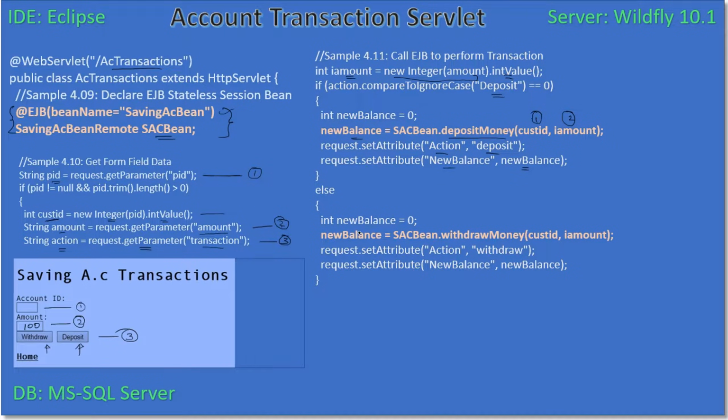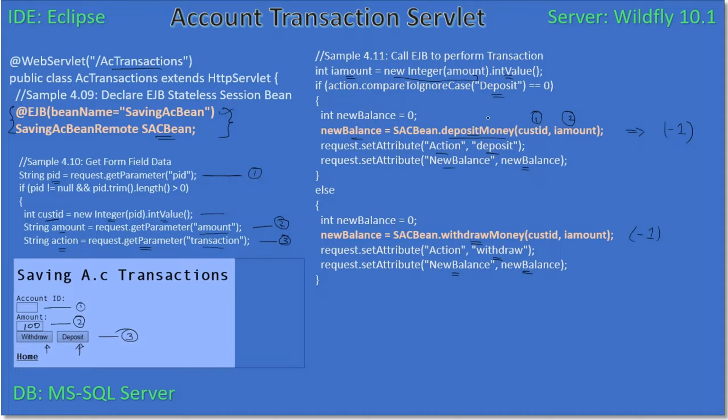In the else portion, we are making a call to withdraw money. So these are all our bean methods: deposit money, withdraw money. At this moment, if you remember, these bean methods will return -1 because we haven't yet implemented them. So we cannot test this servlet, but this will resolve the error because we have some dummy implementation. And here the action is withdraw. Previously the action was deposit, and we are setting the attribute newBalance.